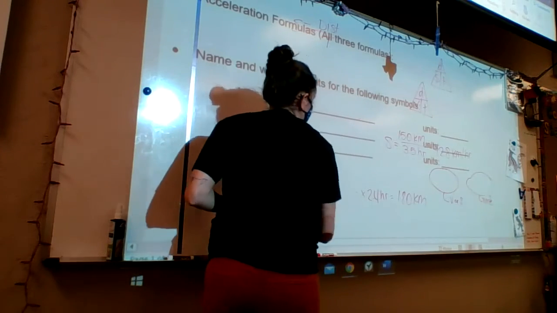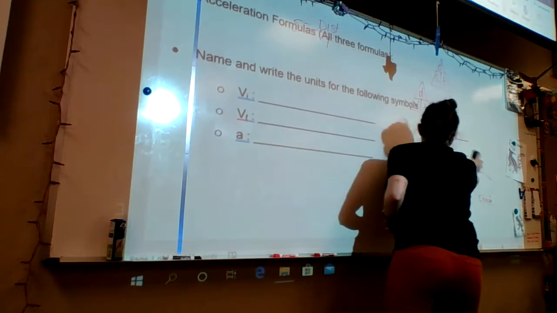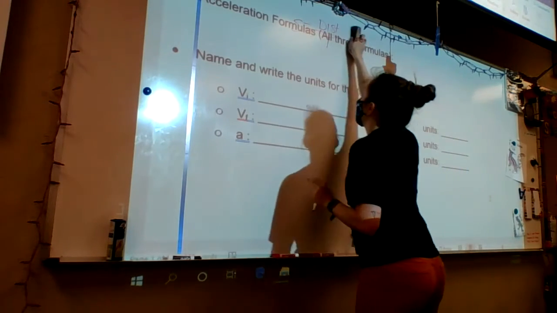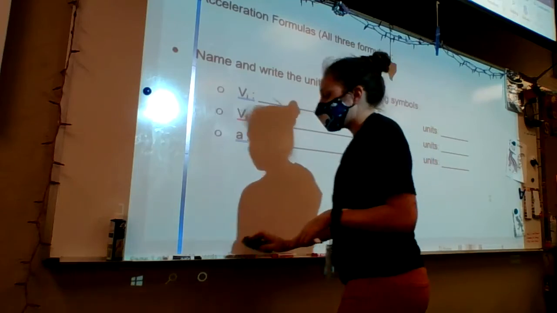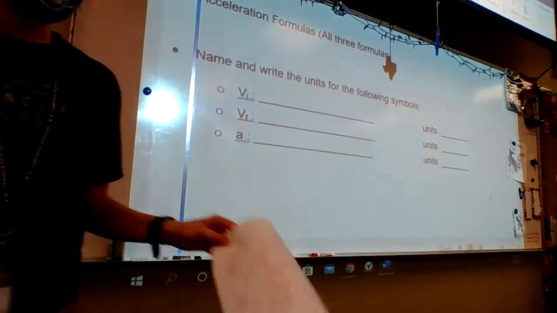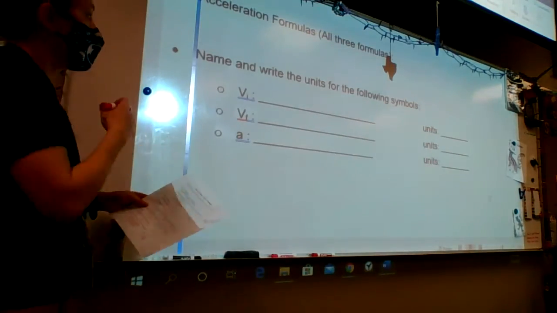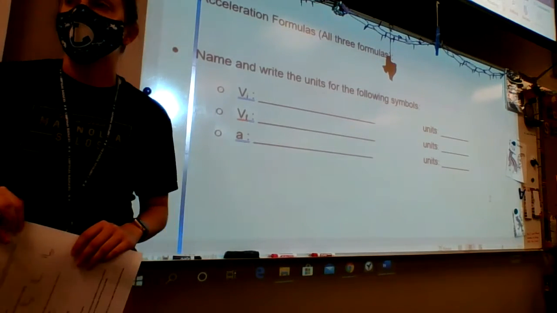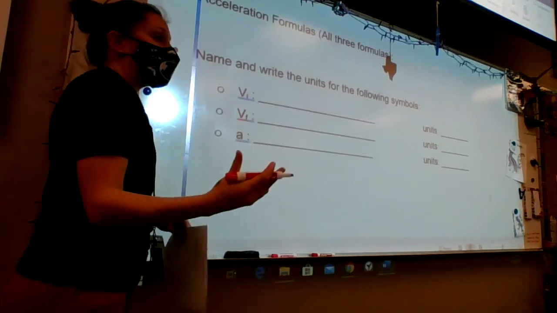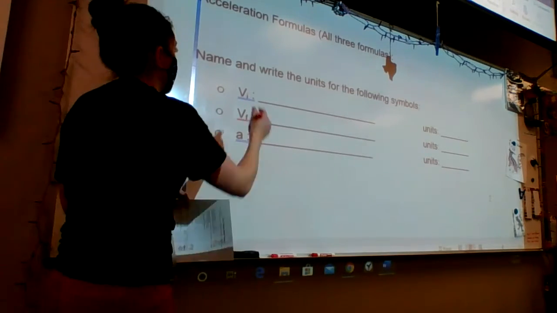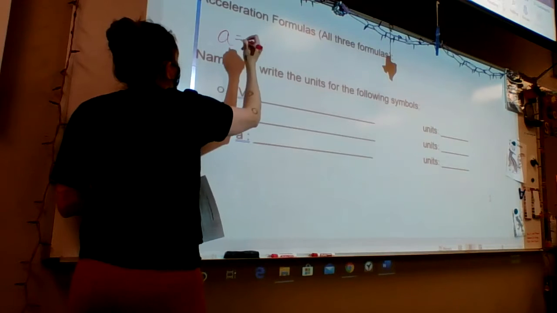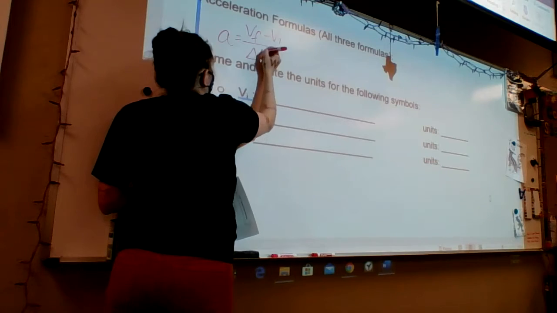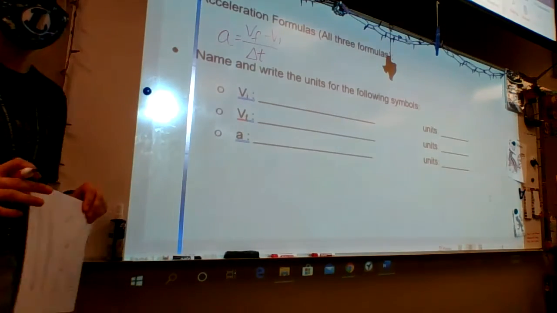This is one of the most recent things that we've learned about. The first thing that it wants us to do is give all 3 acceleration formulas. So we have an A equals, we have a VF equals, and we have a T equals. These will be given to you on the test tomorrow as well. Our A equals equation is VF minus VI divided by the change in time, delta T.